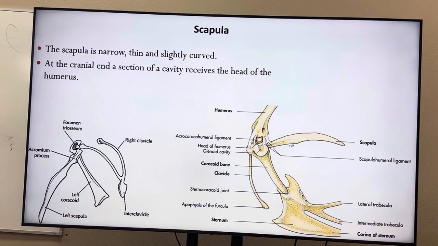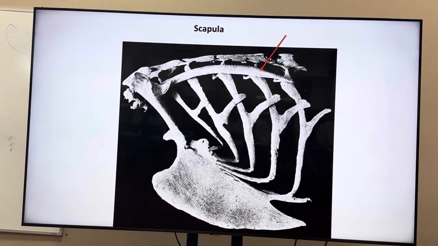And articulates with the humerus cranially. So this scapula helps to stabilize the shoulder during flight. The uncinate process stabilizes the rib cage. The scapula, we have muscles attaching these to the rib cage as well that helps to stabilize the rib cage, and this also helps to stabilize the shoulder during flight.